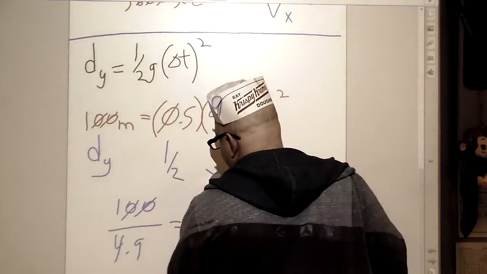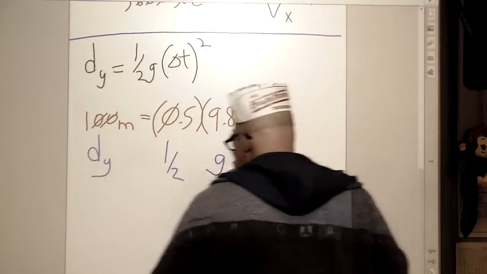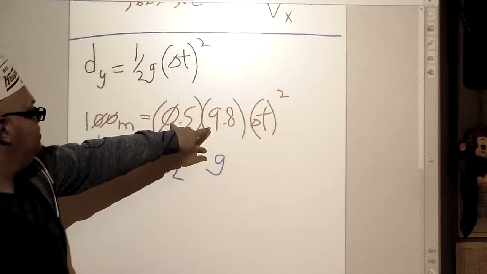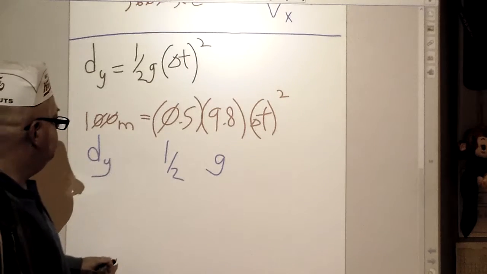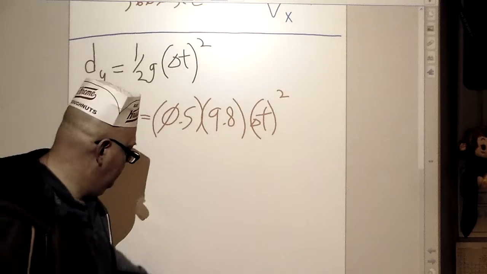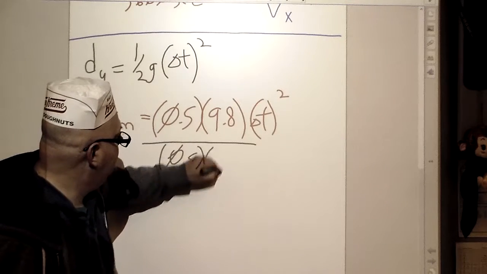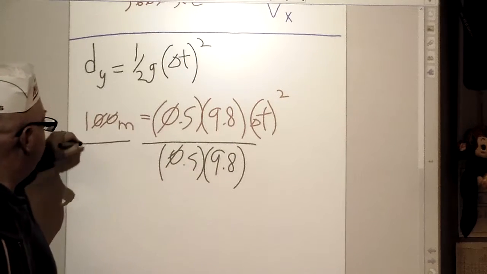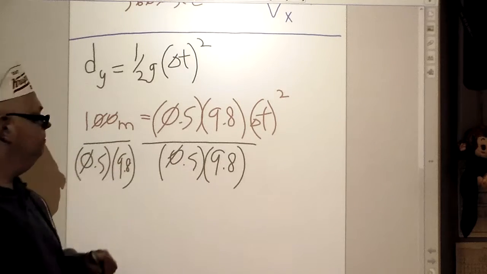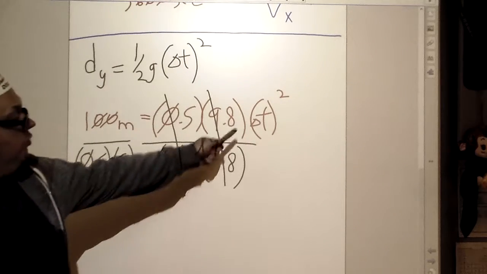Wait, what does that mean? Let's go back, and this is where the algebra kicks in. Okay? In order to get t by itself, we have to divide both sides by this. Because remember, what you do to one side of the equal sign, you're going to do to the other, right? That's what you're going to do. This completely cancels out. I'm left with my t squared.